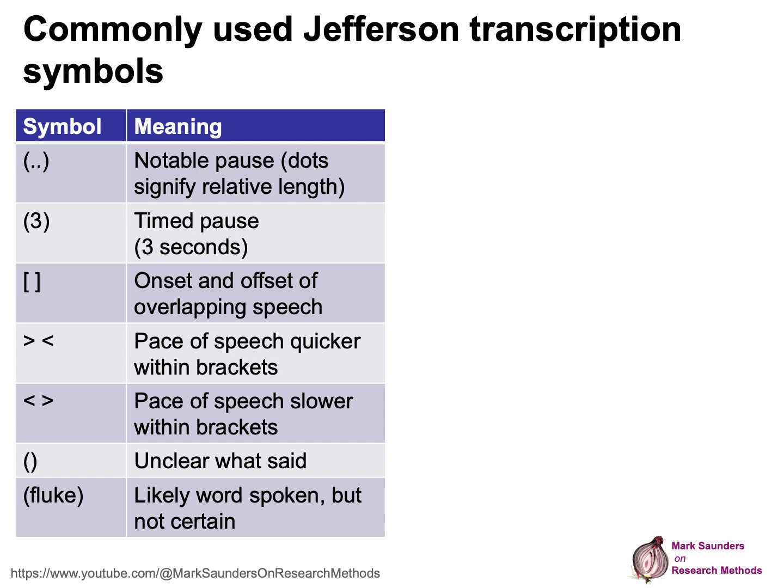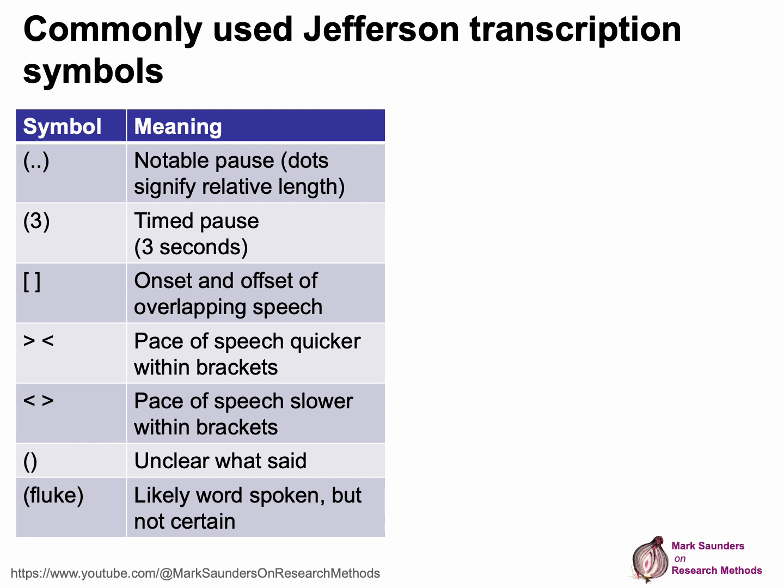These are what we call commonly used transcription symbols, and this comes from the Jefferson transcription symbols. So if somebody pauses when they're talking and then starts talking again, the dots in between brackets represent the relative length of that pause. Sometimes we might actually time the pause, and if that's the case, we put a number representing the pause in brackets, so number 3.